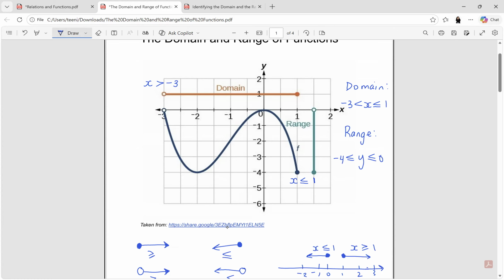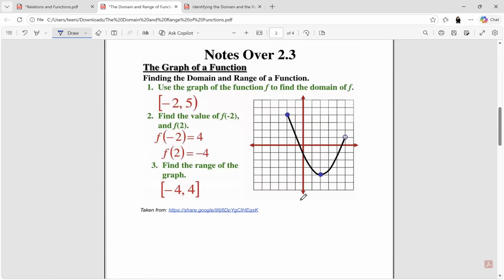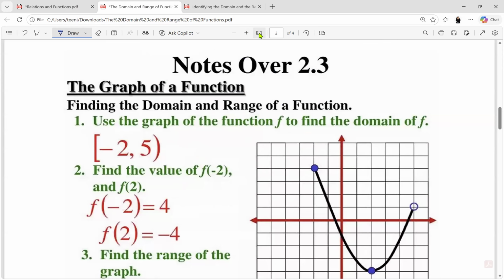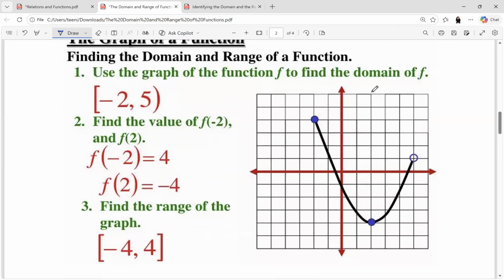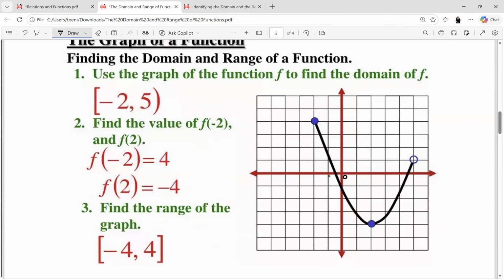All right, guys. So when you're looking at a graph, your domain are your x values and your range are your y values. So let's look at this one, right? The graph of a function, finding the domain and the range of a function. Here again, they don't have numbers on this one, so we could fill it in. Here would be 0, here would be 1, 2. And then you have 1, 2, 3, 4, 5 on this side, right?